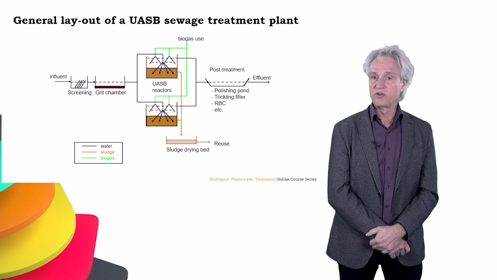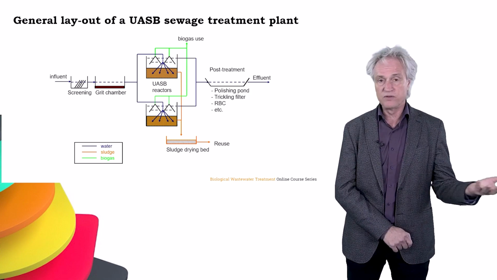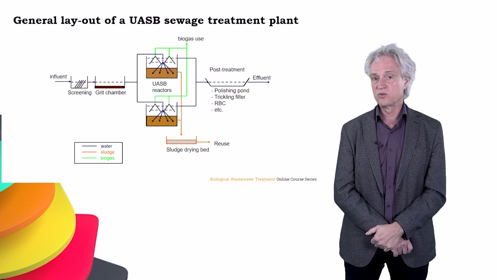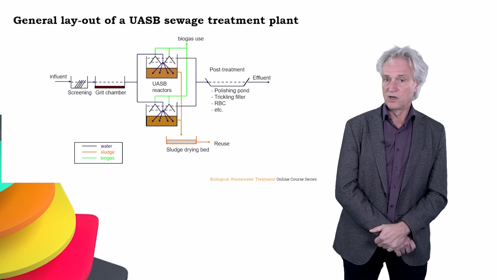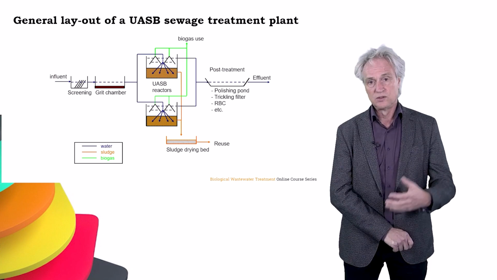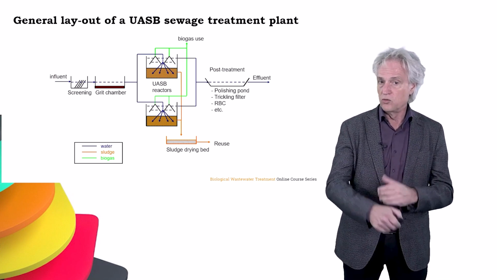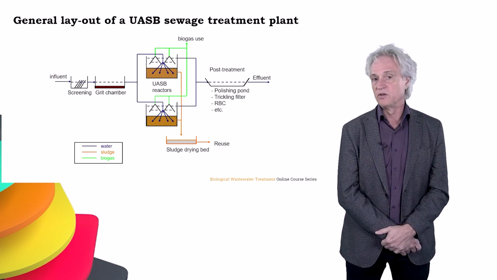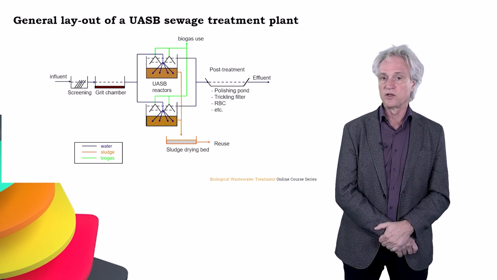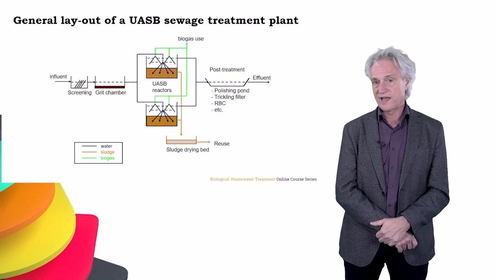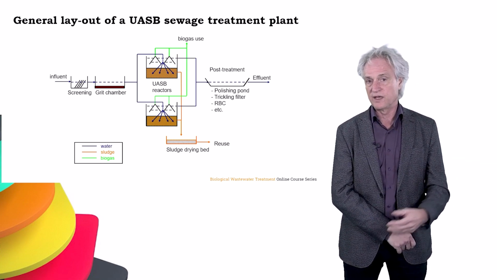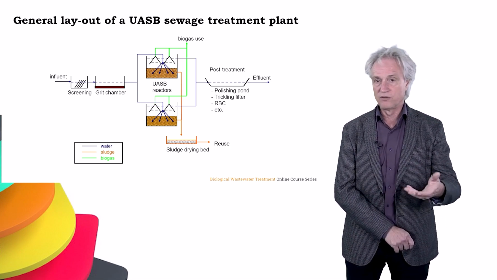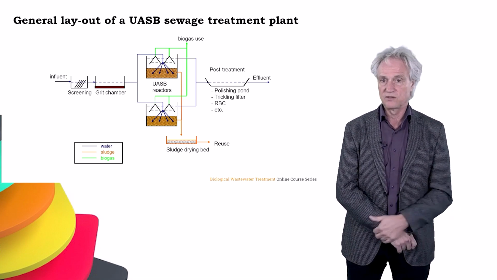The general layout of a sewage treatment plant is represented here. Again, you have the influent, you have the screening, coarse and fine screening, then you have grit and sand removal, then you have your upflow anaerobic sludge blanket reactors. We often make more units in parallel, so if we clean one unit we can put the hydraulic flow to the other units. After the upflow anaerobic sludge blanket reactors, the water will go to a post-treatment system that may consist of polishing ponds, trickling filters, rotating biological contactors, etc.